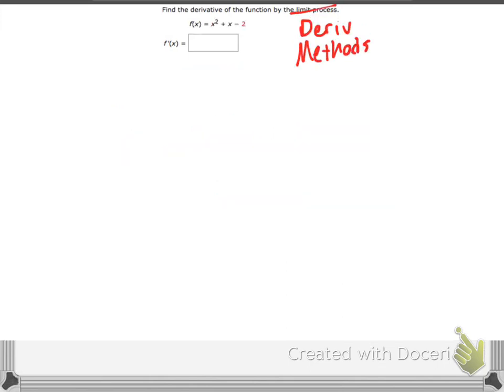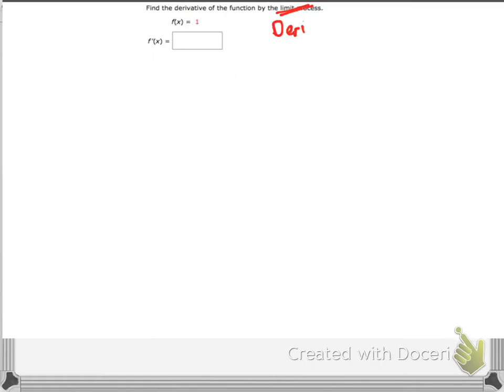The next one, same thing, derivative methods. Don't overthink it. Just straight up power rule. Move on. Some of them are easy. Enjoy them. If you go to the next one, derivative methods.